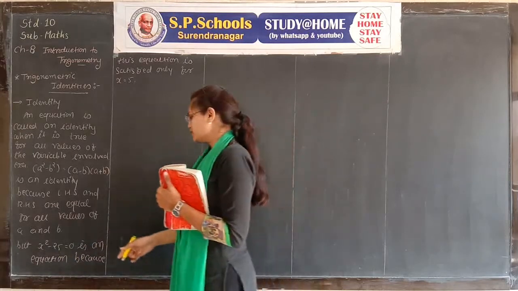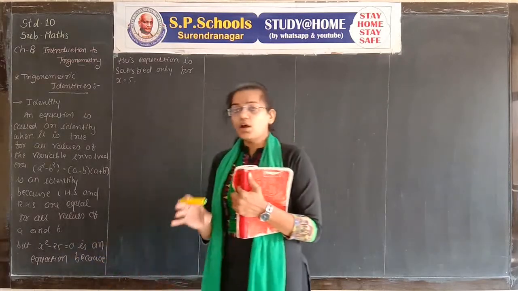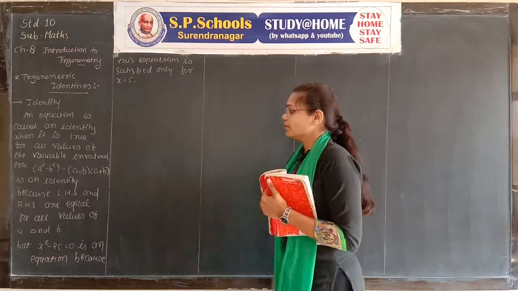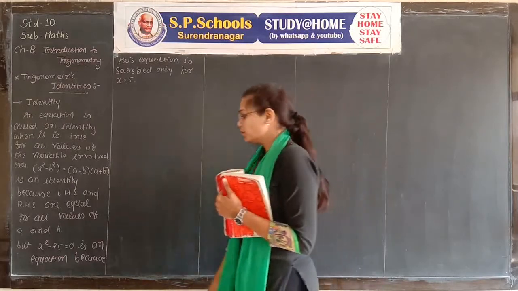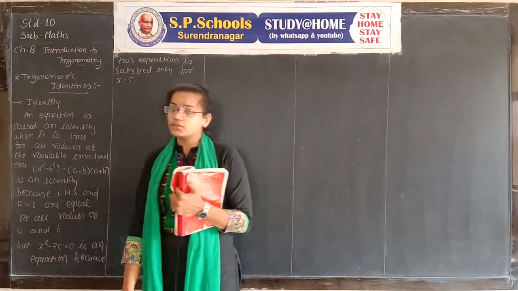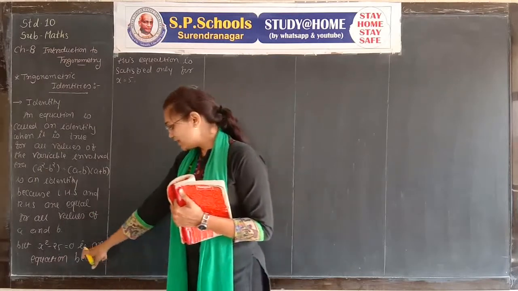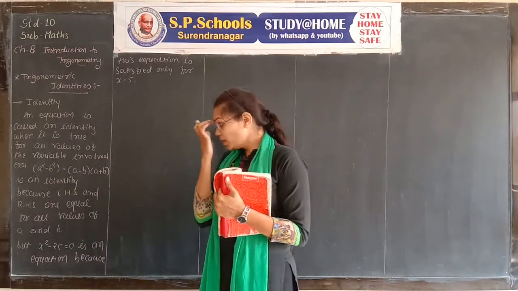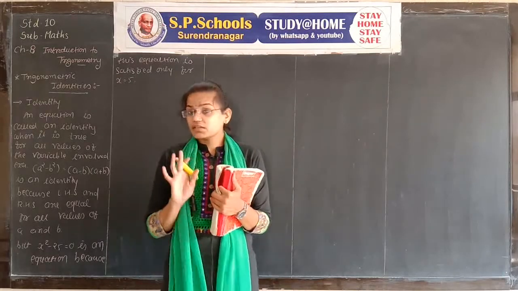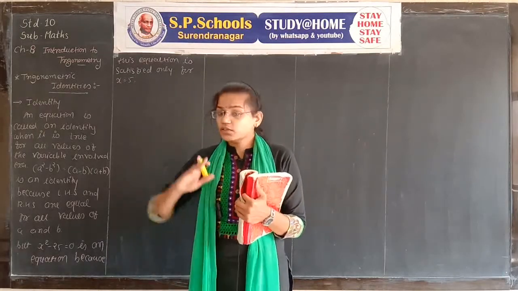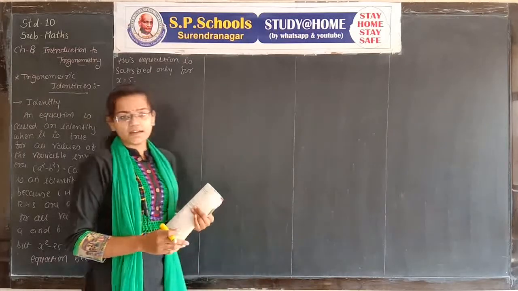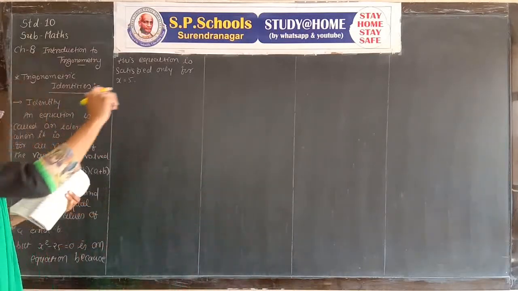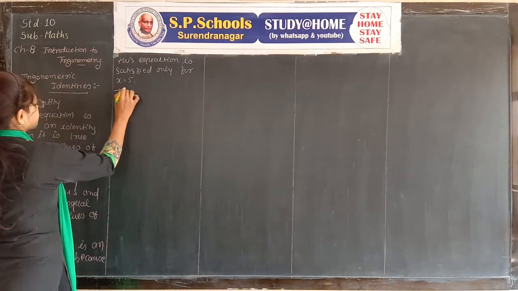The left hand side is equal to the right hand side only for the value of x which is 5, but not true for another value of x. Got it? So that is an equation, but a square minus b square is equal to a minus b in another bracket a plus b is called an identity. As we know, there are lots of identities. Now we see the trigonometric identity.